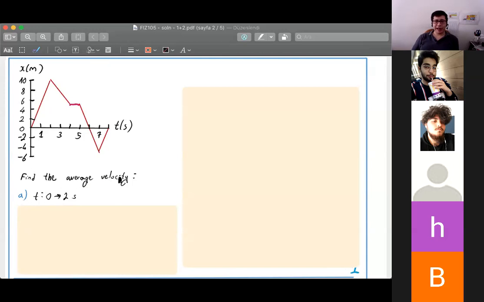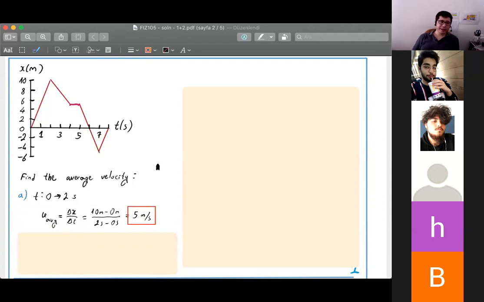Then, to find the average velocity, first I need to evaluate the displacement, divided by the amount of time, and there it is, the average velocity. Here's the calculation. Delta x divided by delta t, displacement. Displacement is x_f minus x_i divided by the amount of delta t, 2 seconds minus 0 seconds, and there it is, 5 meters per second.